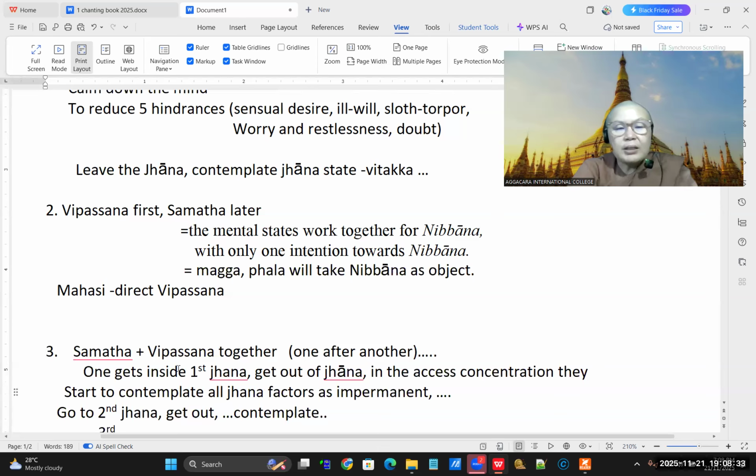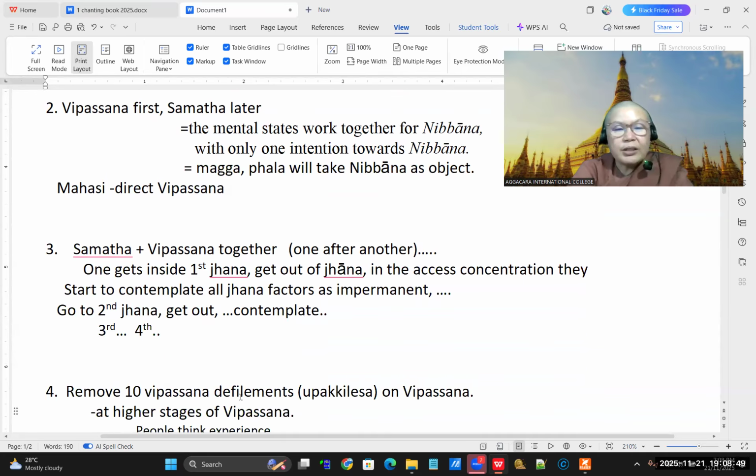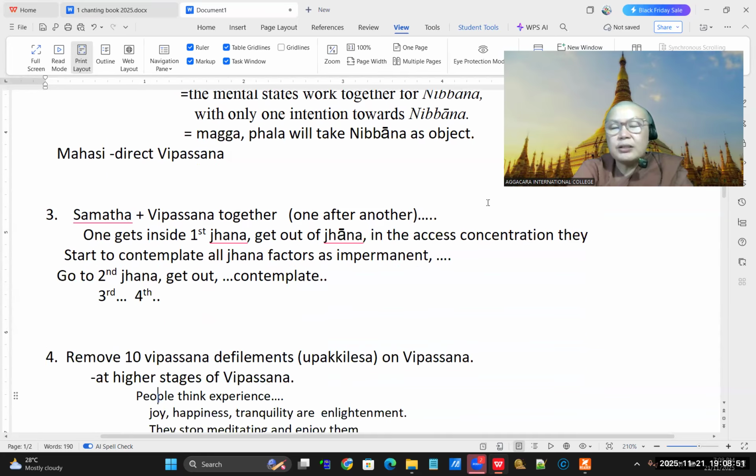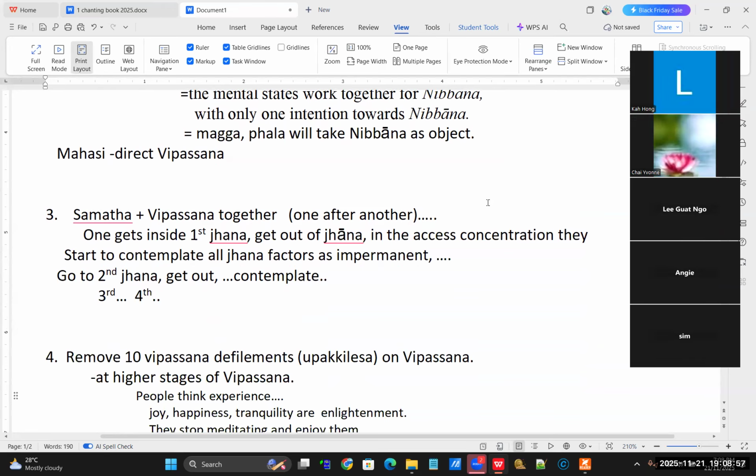The third one will be: in one jhana, get out from jhana, contemplate with Vipassana. Then get inside second jhana, contemplate again. Go to third jhana, contemplate again. Go to fourth jhana, contemplate again. So it's like Samatha, Vipassana, and so on. And finally, number 4 is to remove this. Okay, I think so far I have mentioned this. Maybe when you see this, you start to understand your practice. Any question? You can all ask questions.